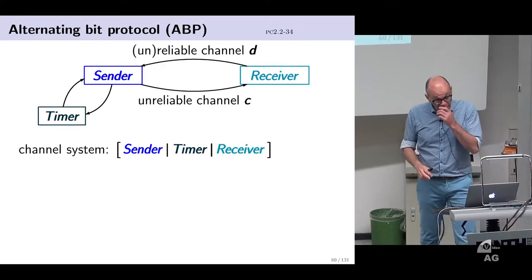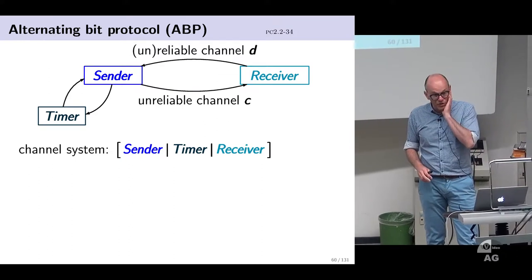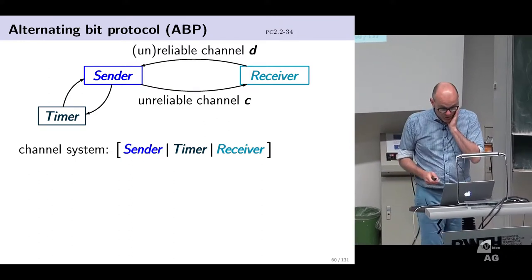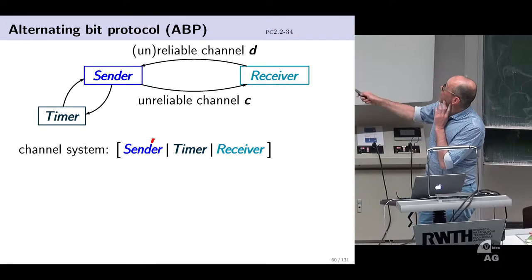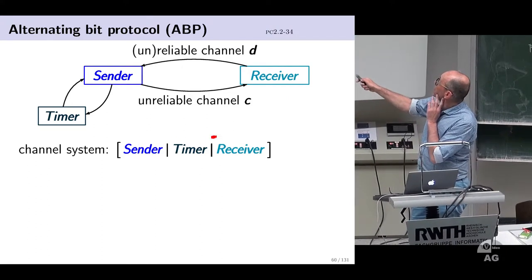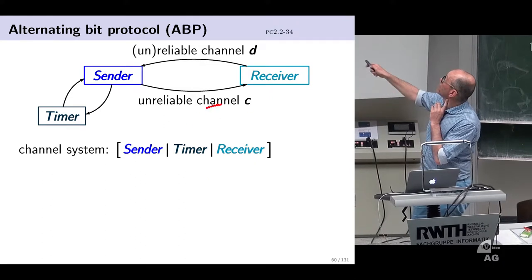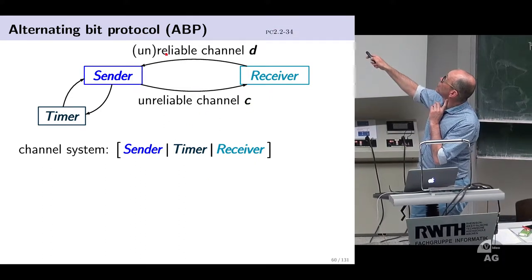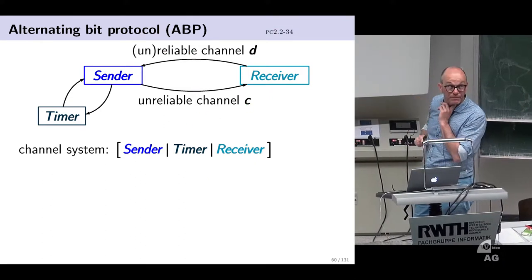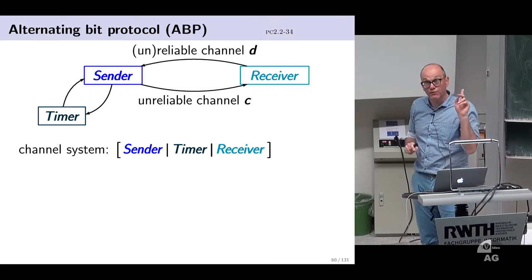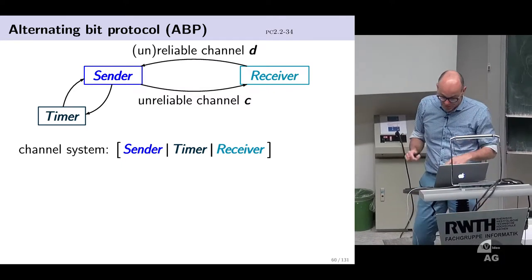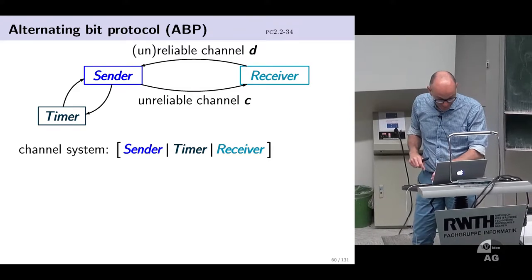Good. So I try to model this by means of the channel system. So the channel system has a sender, a timer, and a receiver. There are two channels, the unreliable channel C, and I'm going to assume the reliable channel D. C is directed from the sender to the receiver, D is directed in the reverse direction.